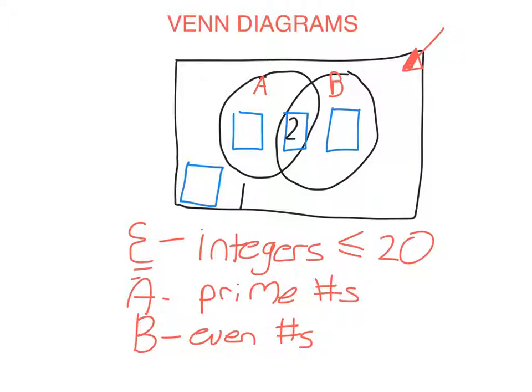Then we have 3, which is obviously prime and not even, so that goes in A but not B. Then we have numbers like 4, 6, 8, 10, 12, 14, 16, 18, and 20. All of those numbers are in B only because they are even, but they're not prime. The other numbers that would go in A, 3 is a prime number, we obviously have 5, 7, 11, 13, 17, and 19. All of those numbers are prime but not even.